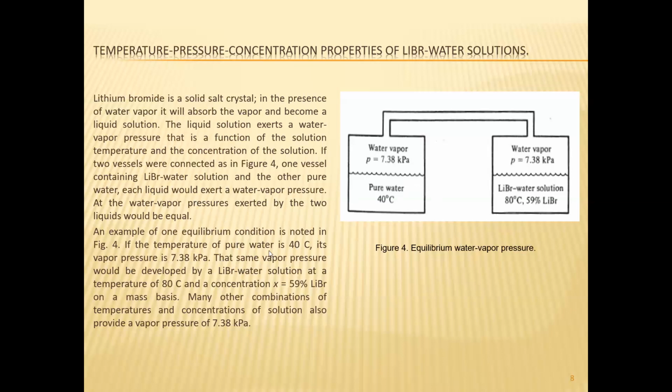If the temperature of pure water is 40 C, its vapor pressure is 7.38 kilopascal. So the same vapor pressure would be developed by lithium bromide solution at the temperature of 80 C and concentration X equal to 59% lithium bromide on a mass basis. Many other combinations of temperature and concentration of solution also provide a vapor pressure of 7.38 kilopascal.